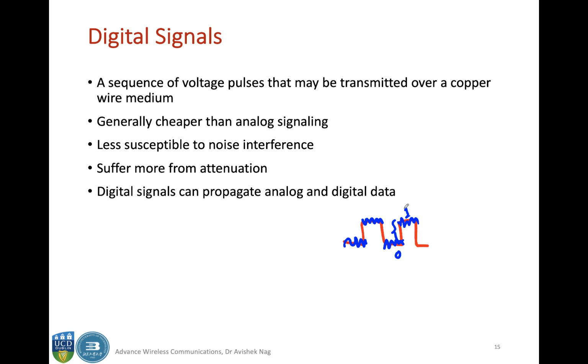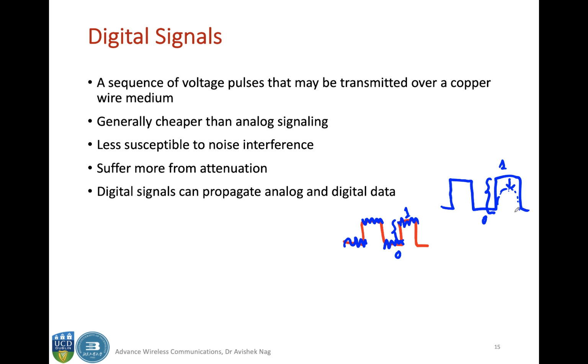And then digital signals suffer more from attenuation. Why? By the same logic, you have the distinct levels, let's say zero and one, that are helping you to distinguish between a 1 and a 0 in the presence of noise because of this difference in the levels. But if you have more attenuation, these levels actually fall down. So the levels, because of attenuation, will go down.